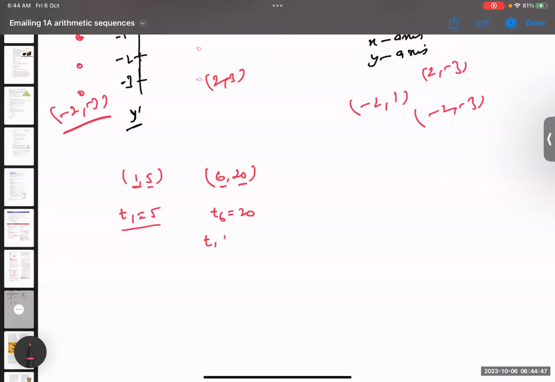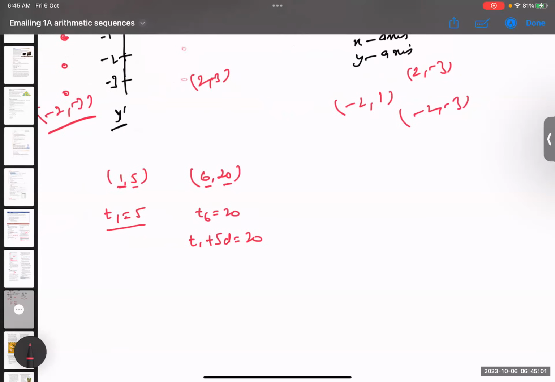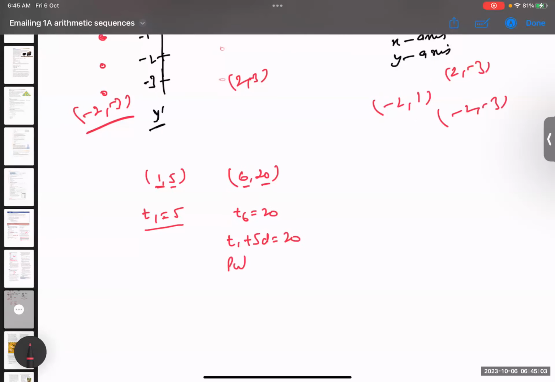The sixth term becomes T1 plus 5D. Am I right? T6 is equal to T1 plus 5D. Do you remember the formula? It is 1 less than the term number. So T1 I know, put T1 is equal to 5. 5 plus 5D is equal to 20.